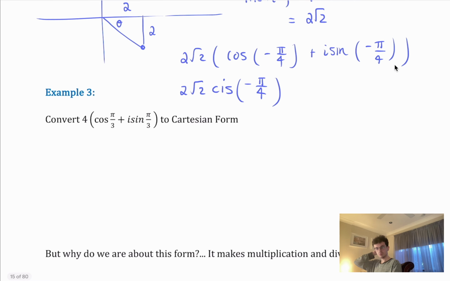Now, we can use this idea of mod arg form to go back the other way. So to convert this into Cartesian form, we just have to ask ourselves, what is cos of pi on 3? And the answer is a half, plus sine of pi on 3 is root 3 on 2. If we expand that, we get 1 plus root 3 i.